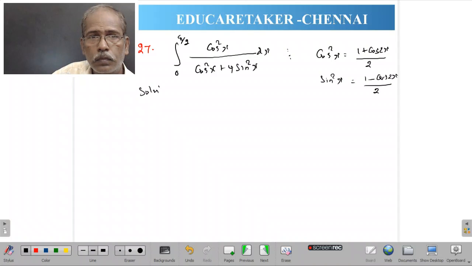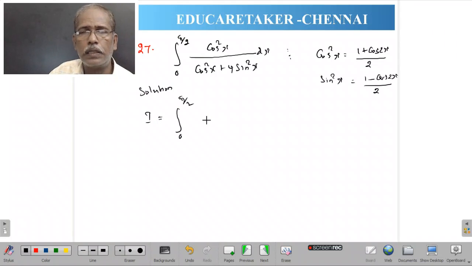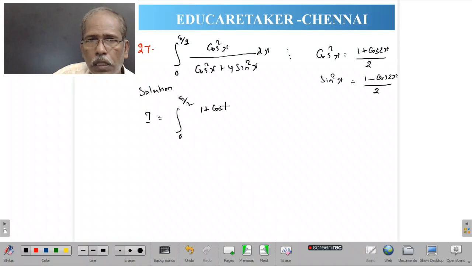If we substitute for cos square and sin square, the conversion formula, this is not a substitution. We are not introducing a new variable, just trying to restructure, to simplify the given integrand to avoid the second degree term. So the numerator: 1 plus cos 2x by 2, 1 plus cos 2x alone I have taken.